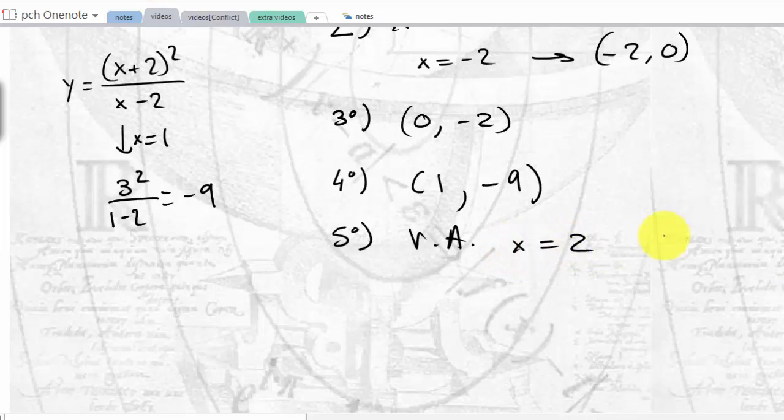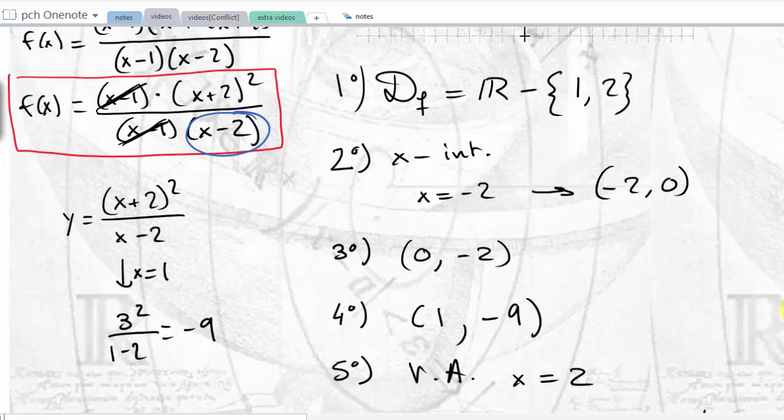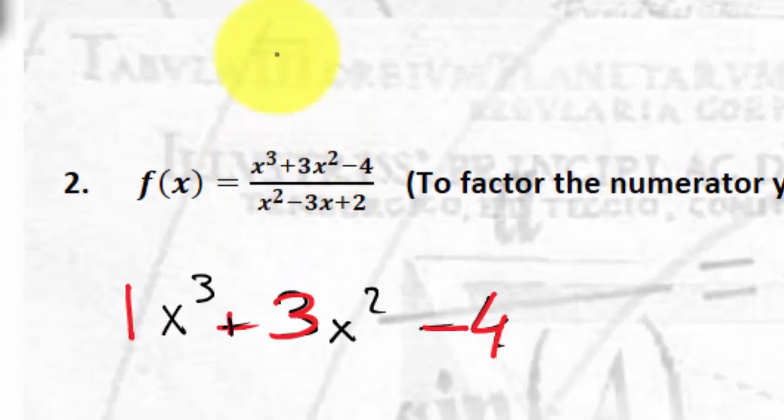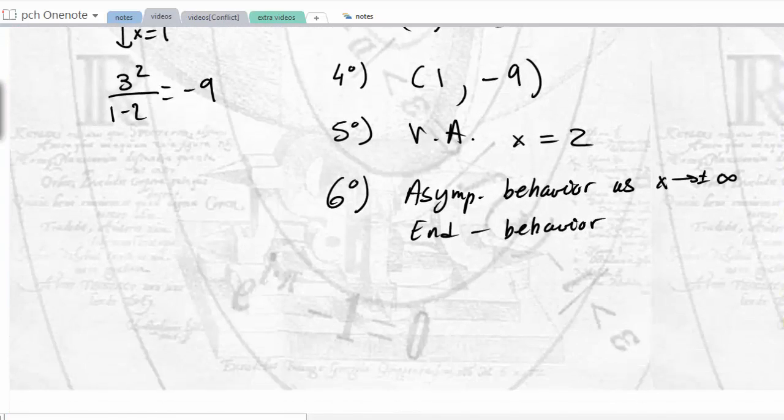And finally, asymptotic behavior, and by that I mean the behavior as x approaches plus or minus infinity. So let's see what kind of case we're in. We are in the case where we have a top heavy function. The difference of degree is actually 1. So I know it's going to be a slanted asymptote, a slanted line. Let's do the long division to find the equation.